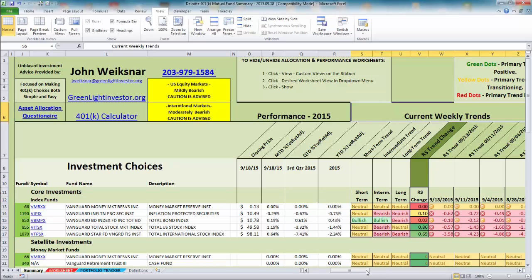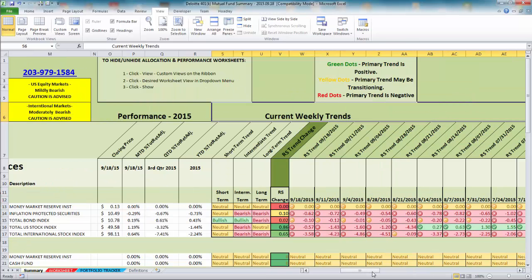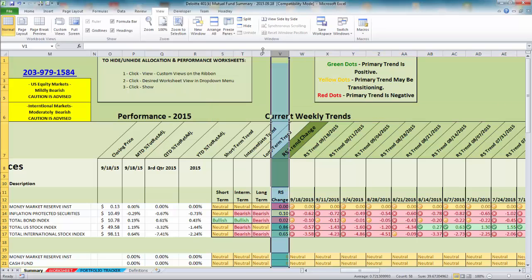Finally, we'll go to the right side, or the current weekly trends. This is what I think is the most unique and important portion of this worksheet, and it focuses around column U, which is the long-term trend for each of the funds, column V, which is the relative strength change on a week-over-week basis for each of the funds, and column W, which shows the week-over-week trend scores for each of the funds in your 401k.